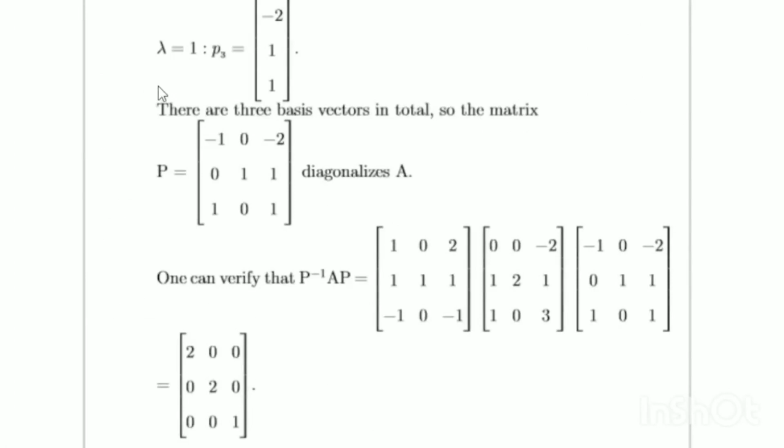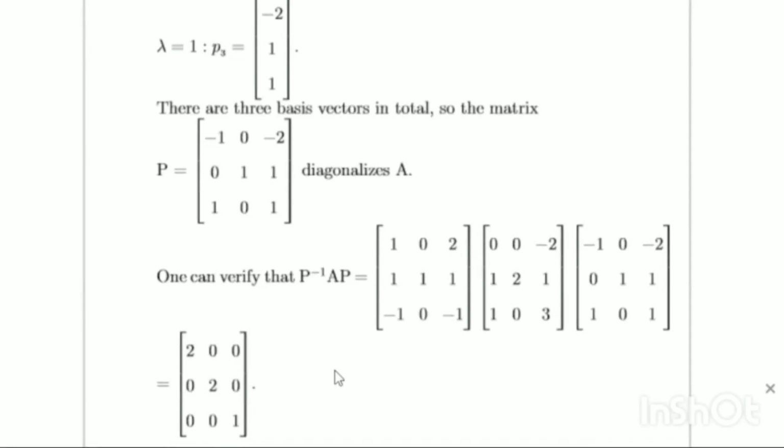Corresponding to the eigenvalue lambda equal to 1, you will get the eigenvector as (-2, 1, 1). So there are three basis vectors, that is P equal to (-1, 0, 1), (0, 1, 0), and (-2, 1, 1). We have to check whether it diagonalizes A. For checking that, you need P inverse A P. P inverse is there, A is there, P is there. So P inverse A P equals a diagonal matrix with diagonal entries 2, 2, 1.